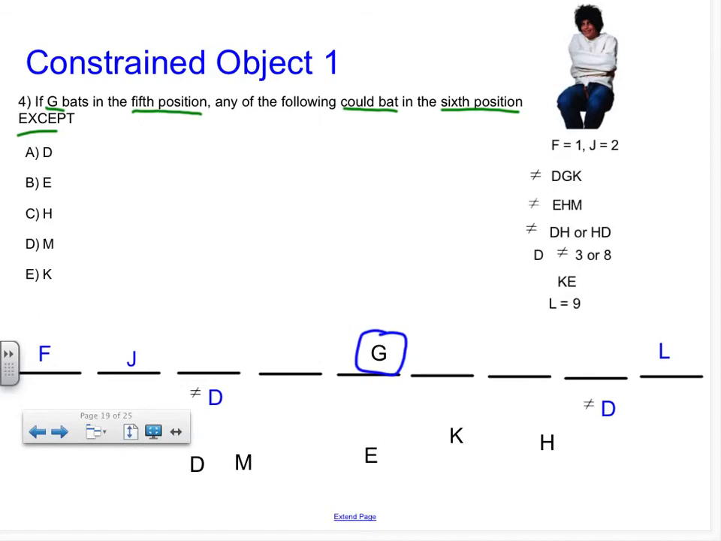So let's take a look at it one by one. Let's try D in the 6th position. So D comes there. And really it's just a matter of trying different letters. Let's try K over here. Let's try E over here. And we have M and H left. So let's see if this breaks any of the conditions.